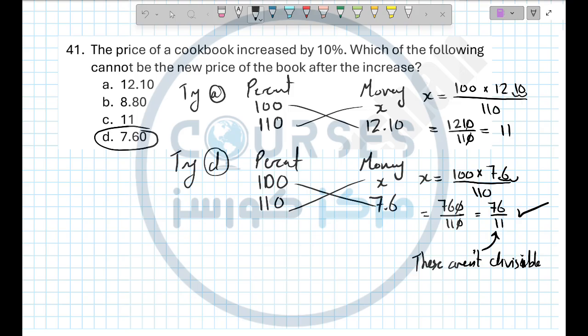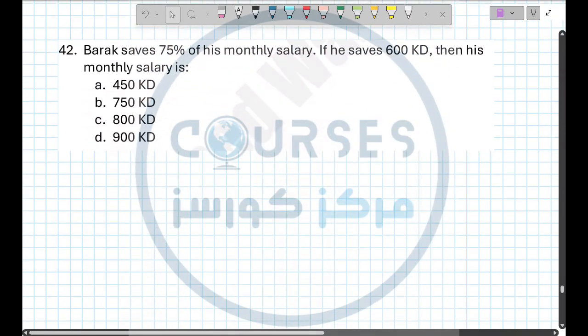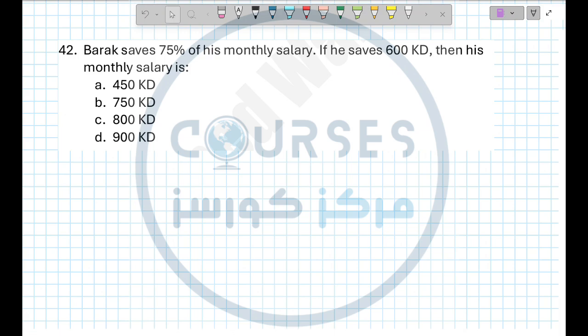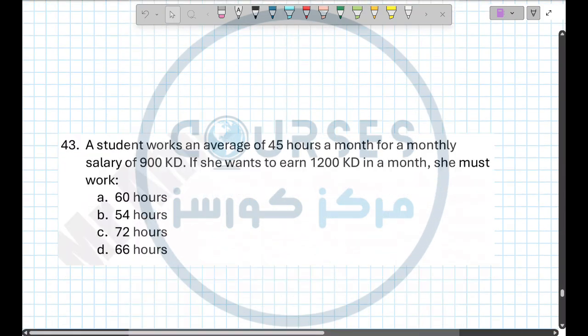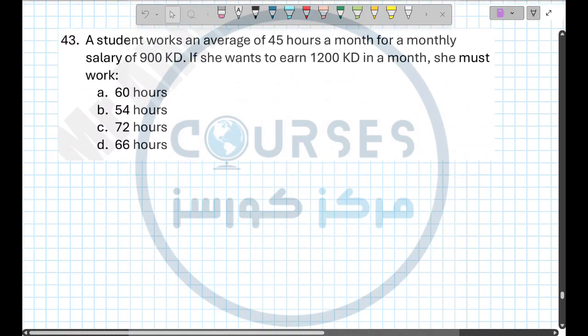Divisible with an I, anyway. Okay, this is similar, same idea. I'm not gonna solve it. It's exactly the same idea. Same thing, but not percentage.